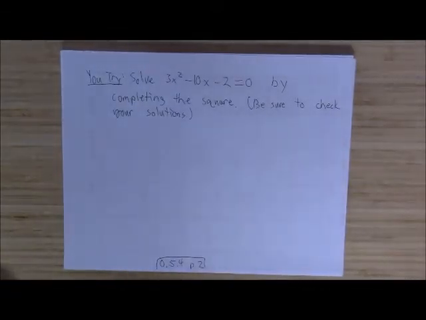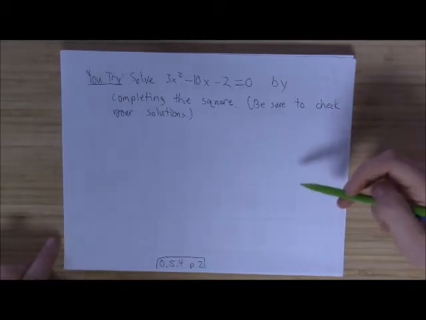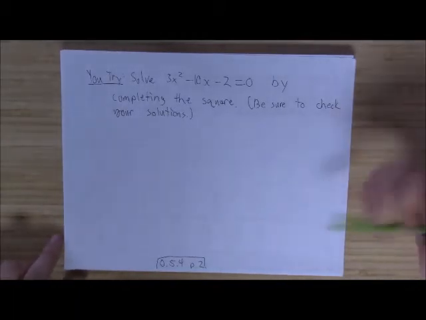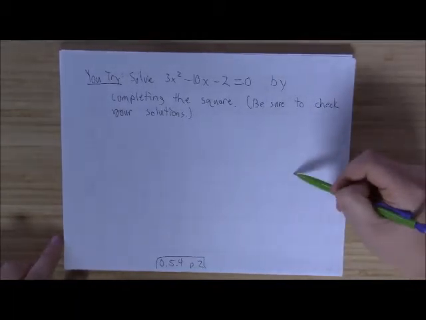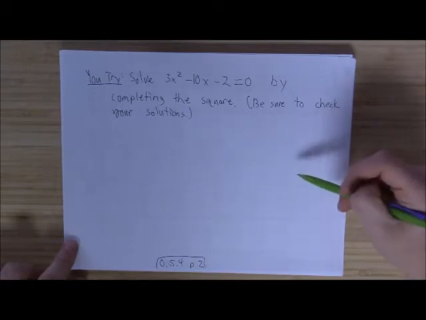Now let's have you try an example. So go ahead and, following the pattern that I did in the last problem, solve 3x squared minus 10x minus 2 equals 0 by the completing the square method. So on the count of 3, I'll go ahead and reveal the answer. 1, 2, 3.